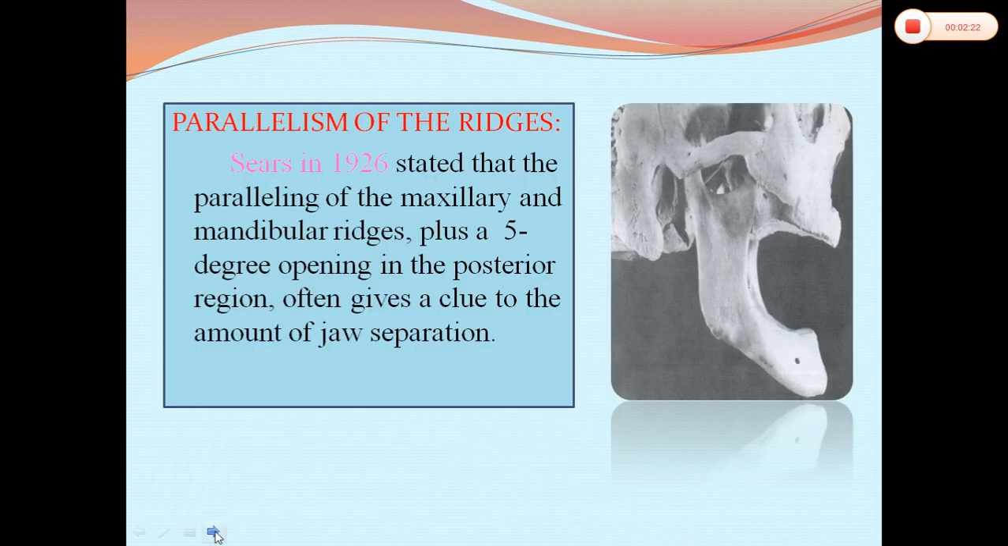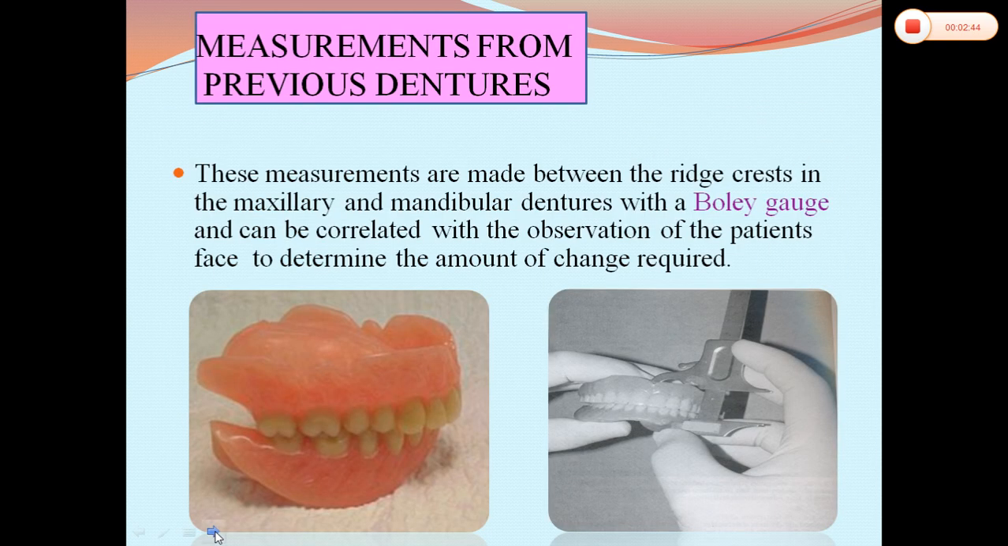Parallelism of the ridges. Sears in 1926 stated that the paralleling of the maxillary and mandibular ridges, plus a 5-degree opening in the posterior region, often gives you a clue to the amount of jaw separation. Measurements from previous dentures: these measurements are made between the ridge crests in the maxillary and mandibular dentures with a Boley gauge and can be correlated with the appearance of the patient's face to determine the amount of change required.